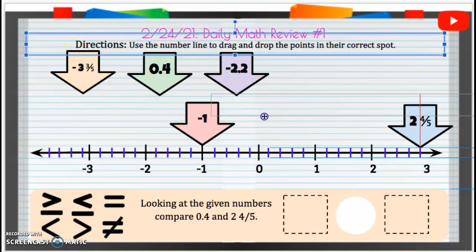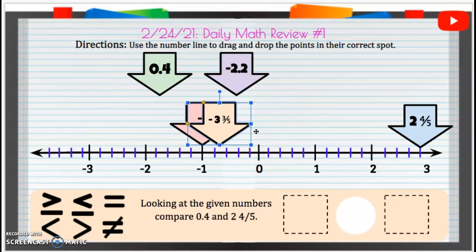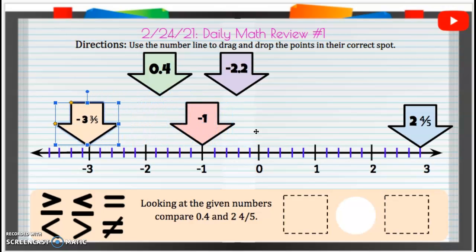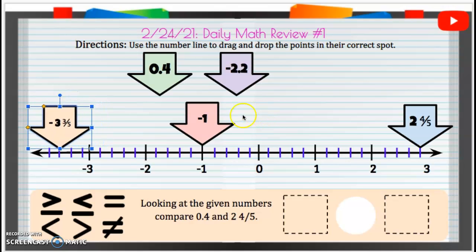All right, now, let's do this one first: -3 and 3/5. We'll get our easy ones out of the way first. So we're going to go backwards. So -3 and 1/5, 2/5, 3/5.